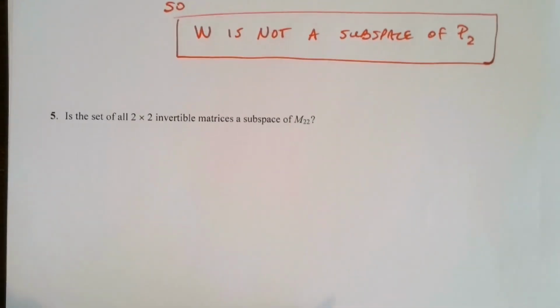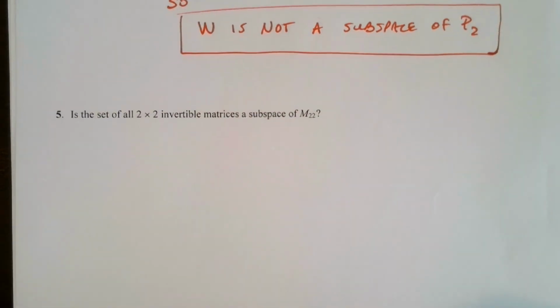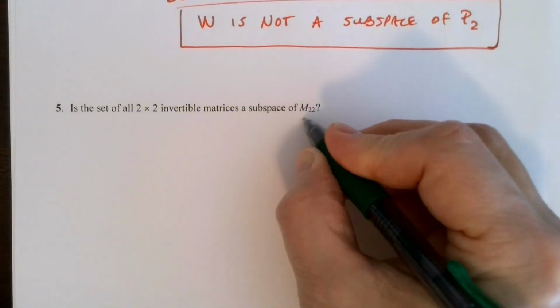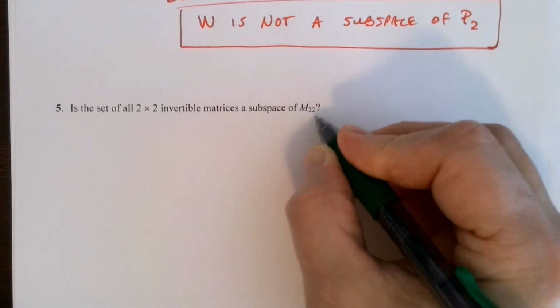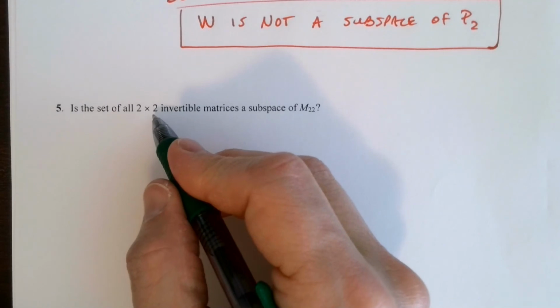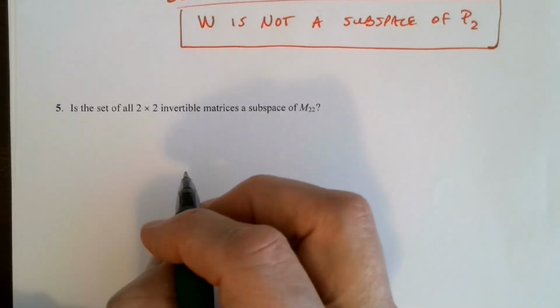Okay, one more, and then we'll end this portion, this video, and the next video we'll continue with some more examples. Is the set of all 2 by 2 invertible matrices a subspace of M22? Now M22, right? This is the set of all 2 by 2 matrices. That's a vector space, but not all 2 by 2 matrices are invertible. Okay. And I think, again, some of you are already noticing something and already know what the answer to this is. But let's take a look at this.